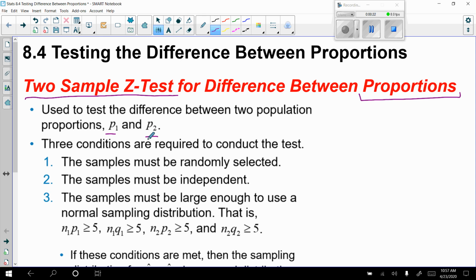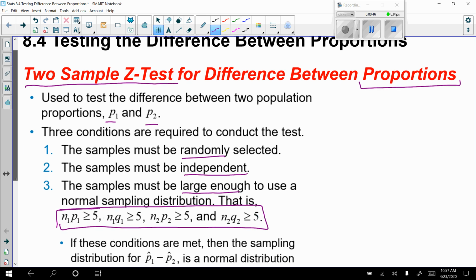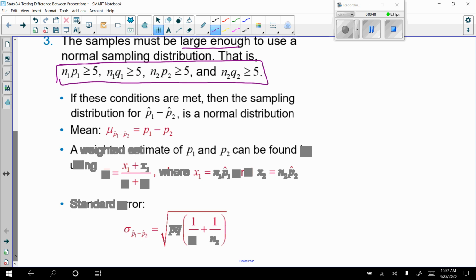The conditions are very similar to comparing the means, but in addition to being random, independent, and large enough or normal, we have to satisfy these conditions. All of these quantities have to be greater than or equal to 5 in order for the two-proportion z-test to work.